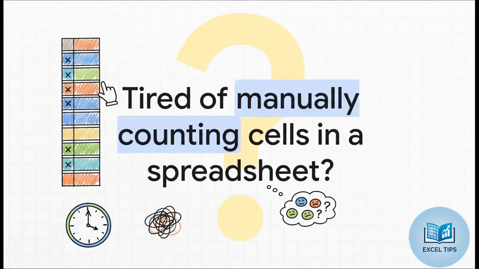Oh man, we have all been there, haven't we? Just staring at a massive column of data, trying to scroll and count at the same time. 1, 2, wait, where was I? It is so slow, it's tedious, and it's just way too easy to mess up.